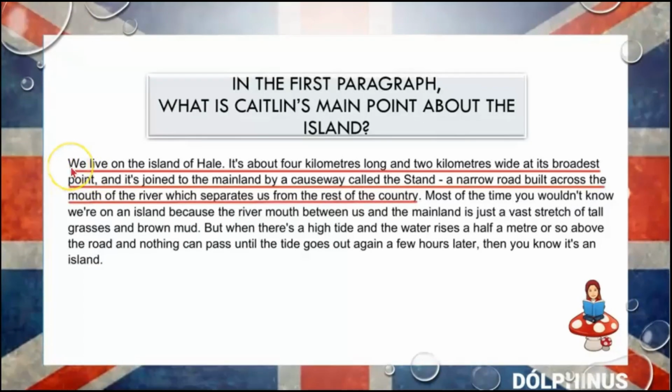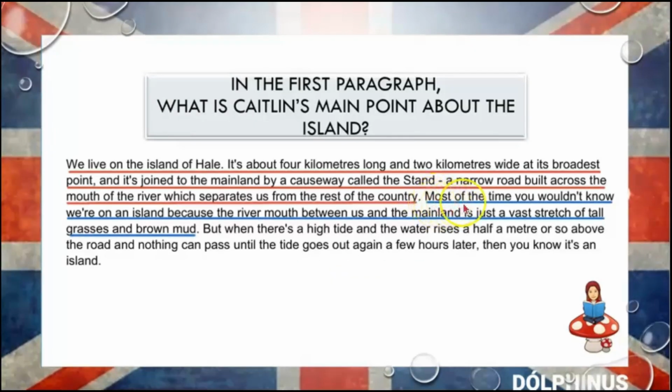The first one is this. We live on the island of Hale. It's about 4 kilometers long and 2 kilometers wide at its broadest point. And it's joined to the mainland by a causeway called the Strand, a narrow road built across the mouth of the river which separates us from the rest of the country. It's giving us a geographical description.